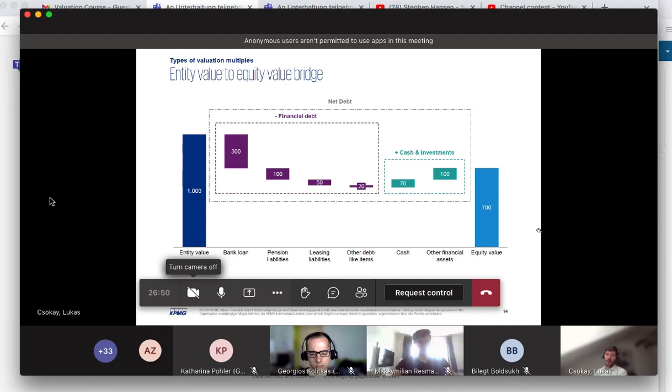That's basically important for calculating peer group multiples and then also for calculating your own company's equity value if you use entity values. So if we use entity values, then we get entity values, and then we have to deduct all of the net debt.